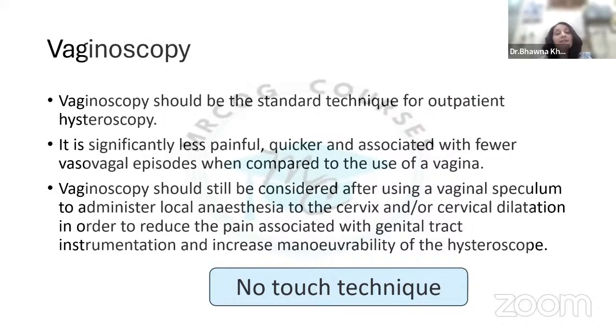Of course, in that case, it won't be no touch because you have already put up a speculum and a vulsellum, but at least you can go through this. It will still be less painful, and it will be easy for you to have good genital tract instrumentation, and maneuverability of the hysteroscope will be easy. So handling of the hysteroscope will be easy if you go ahead with this.